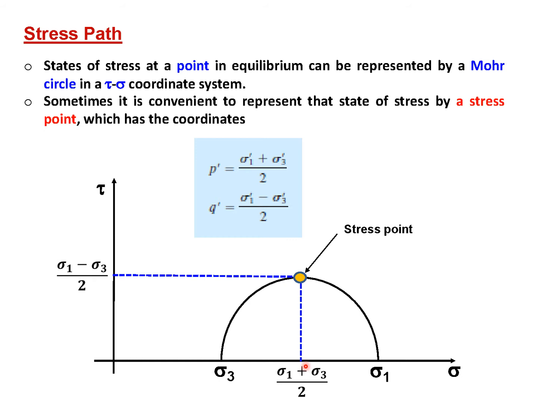But when you are having the effective stress Mohr circle, in that particular case it would be sigma 1 dash minus sigma 3 dash over 2, and this would be sigma 1 dash plus sigma 3 dash over 2. So this particular point, which is having the coordinates P dash and Q dash, or P and Q, is called the stress point, rather, you can say.